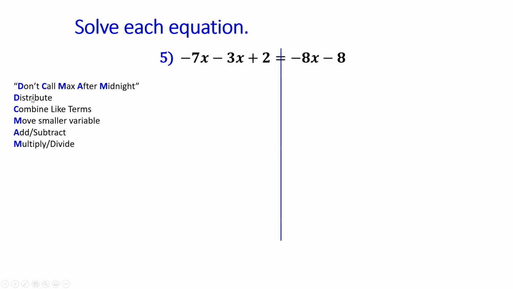So the first step of "Don't call Max through midnight" is to distribute. I'm going to check the left side. Do I have to distribute at all? Since I don't have parentheses, no, I don't have to. And on the right side, I don't have any parentheses, so I can skip that as well. So we're done with the first step. We don't have to do it.